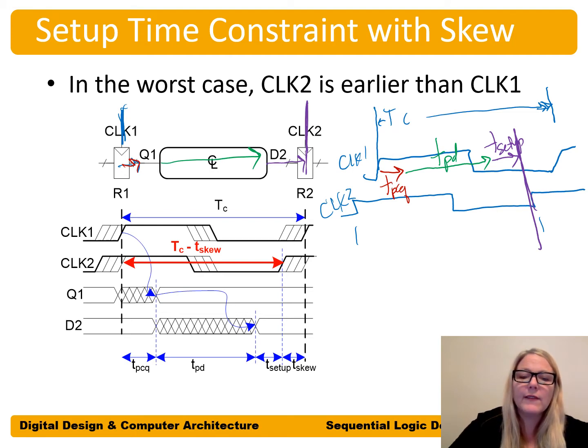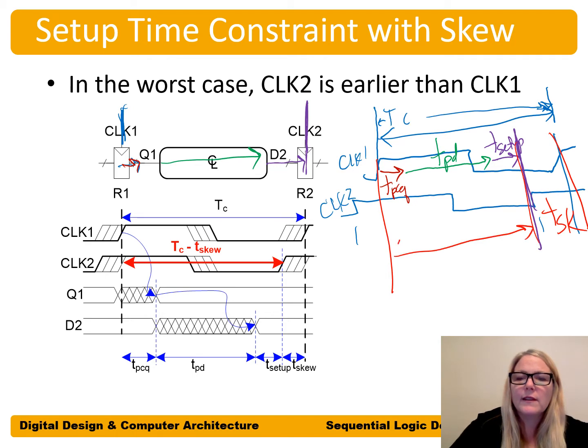And so instead of having this entire cycle time to do that work, we actually have a cycle time minus, well, what's this difference here? The difference between these two edges is the skew. So instead of having a cycle time to do all of that work, we actually only have a cycle time minus T skew to do that work.